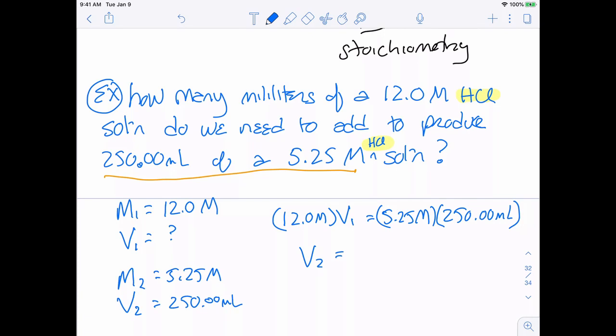And I only want 3 significant digits, so I guess 109 milliliters. So what this is telling me is, if I was to take 109 milliliters of my 12 molar solution, bring the total volume up to 250 milliliters, then my new concentration would be 5.25 molar.